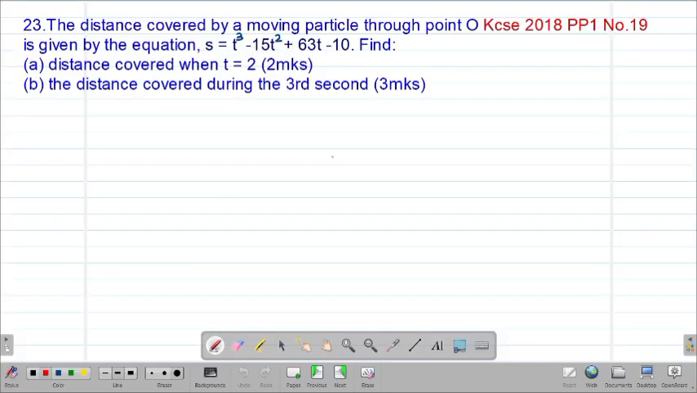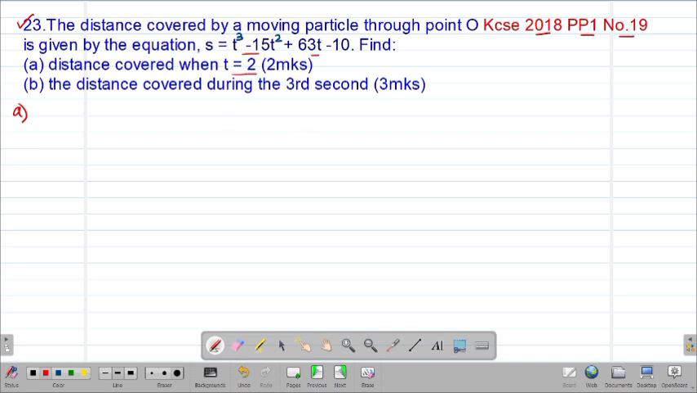Welcome to today's class. It's our 16th lesson on a given Form 4 mathematics topic called differentiation. So we are looking at our example 23, which is a past KCSE question tested in 2018, paper 1, question number 19. It reads that the distance covered by a moving particle through point O is given by the equation S is equal to t cubed minus 15t squared plus 63t minus 10. Find, part A of the question, the distance covered when t is equal to 2 seconds.